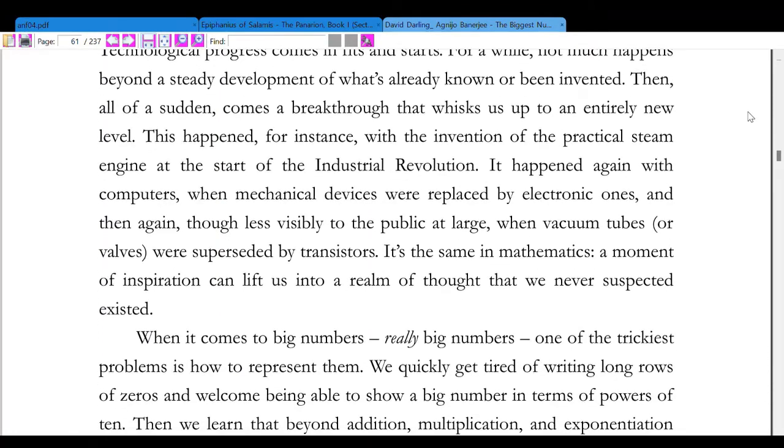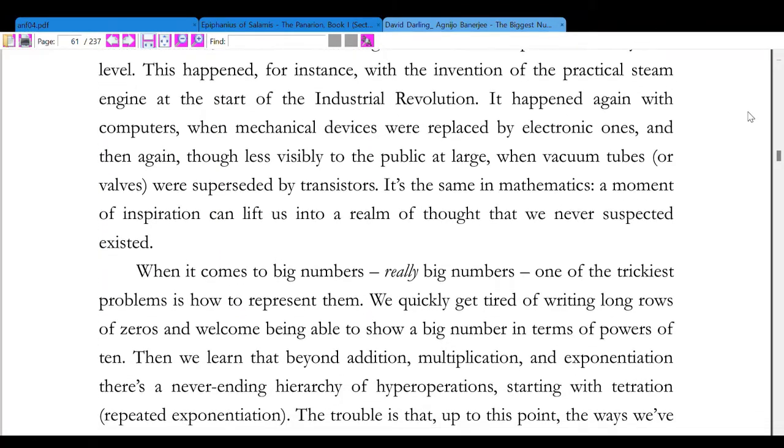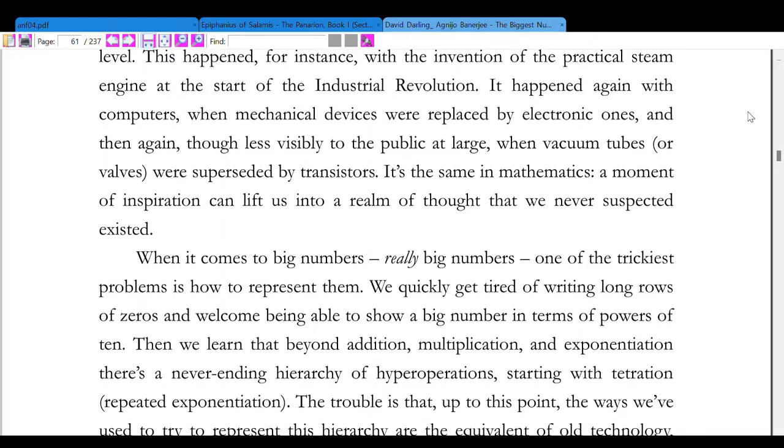It happened again with computers, when mechanical devices were replaced by electronic ones, and then again, though less visibly to the public at large, when vacuum tubes or valves were superseded by transistors. It's the same in mathematics. A moment of inspiration can lift us into a realm of thought that we never suspected existed.